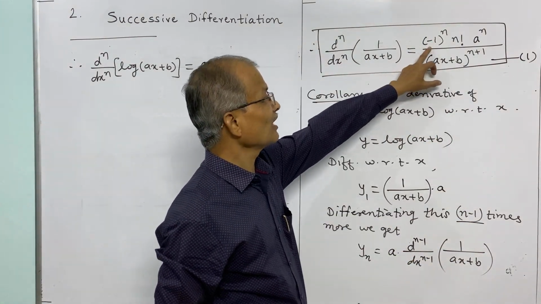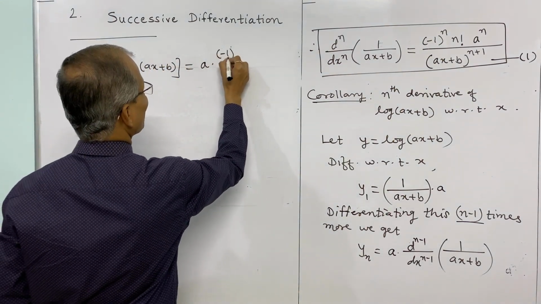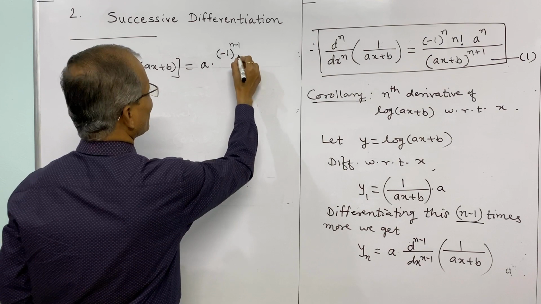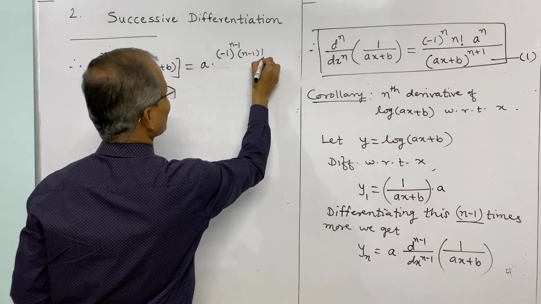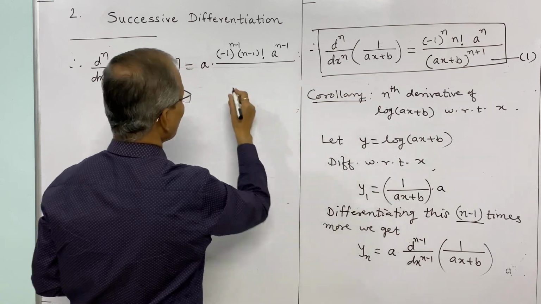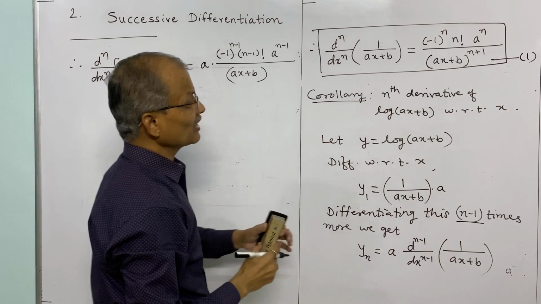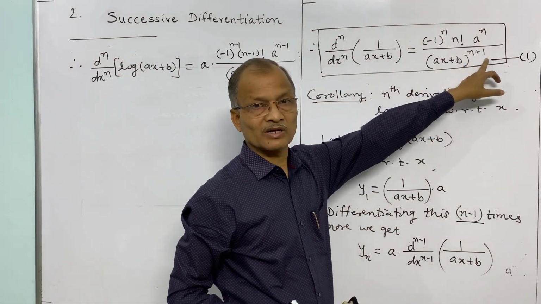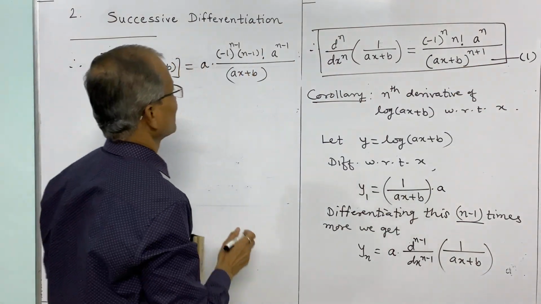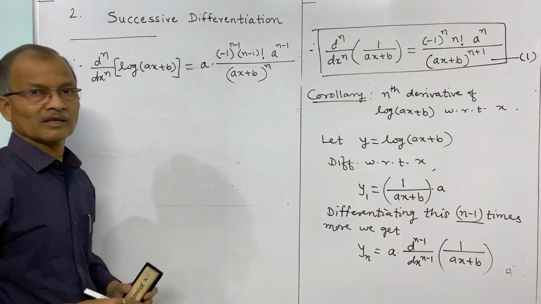Replace here n by n minus 1, and that will be minus 1 to the power n minus 1, n minus 1 factorial, a to the power n minus 1, divided by ax plus b to the power, n is replaced by n minus 1, n minus 1 plus 1, that is n. So that means decrease n by 1, everywhere you have to write n minus 1.